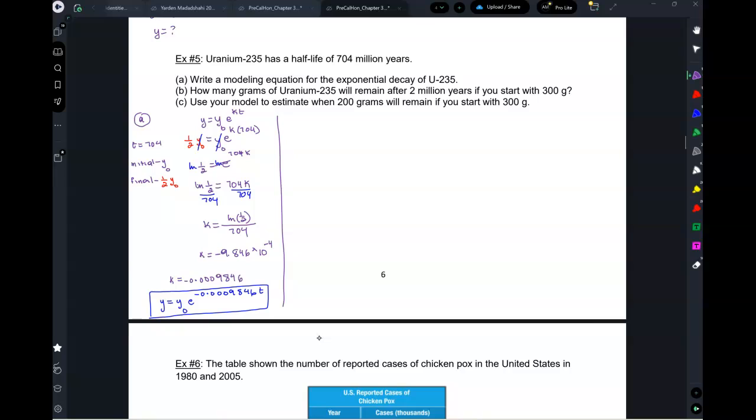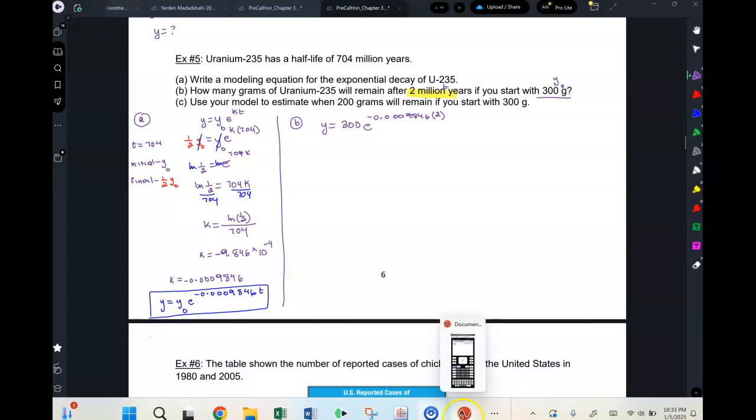How many grams of uranium will be left after 2 million years if you start with 300 grams? This time, my t is this. And starting with 300 grams, that's my y naught. So for part B, y equals y naught e to the k t, where t is 2. So let's go to the calculator.